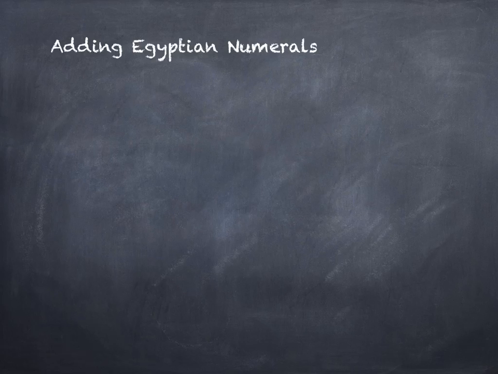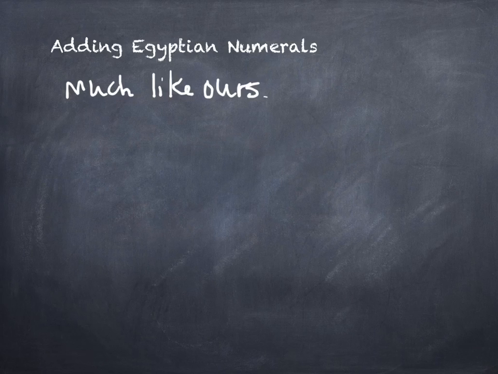And the Egyptians, we're going to look at how we would add in Egyptian, and how we would subtract in Egyptian. And I want you to be really cautious about how the directions go on this. But let me first make some comments about the addition. So their addition is actually much like ours. They line up the same symbol, kind of like we line up our placeholders, right?